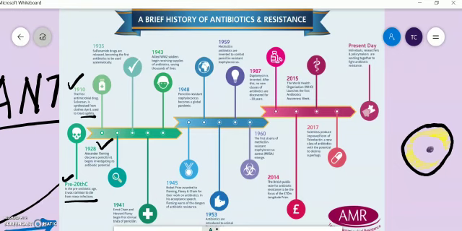Then in 1935, I will move on to the next year, sulfonamide drugs were released and became the first antibiotics to be used systematically.